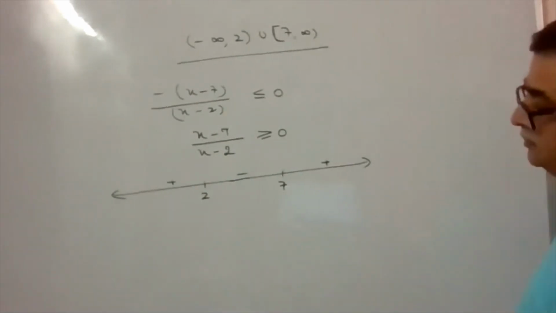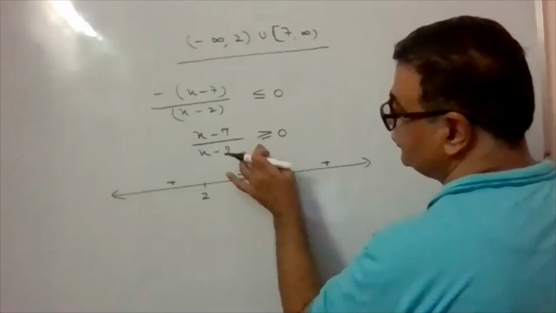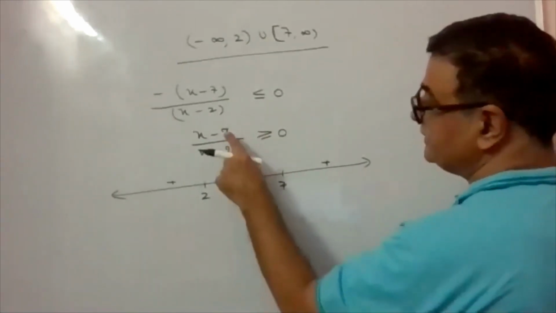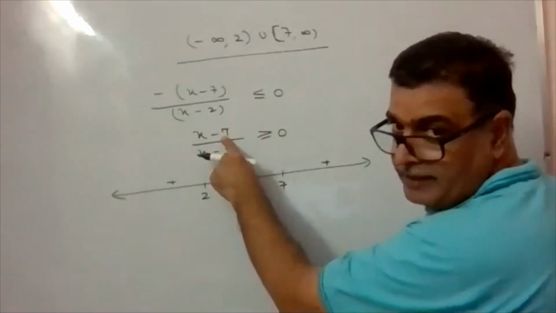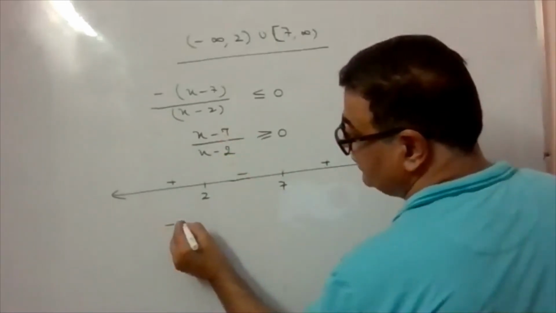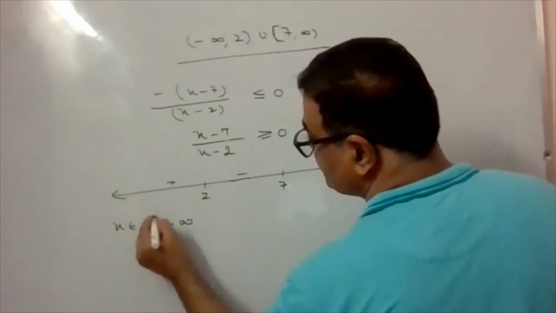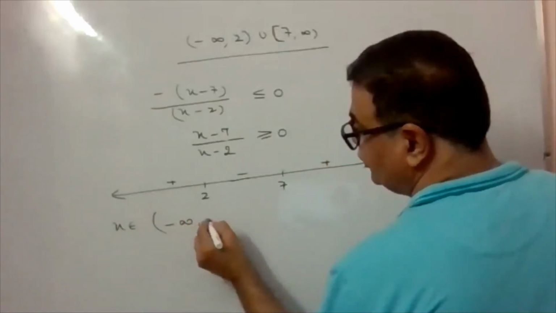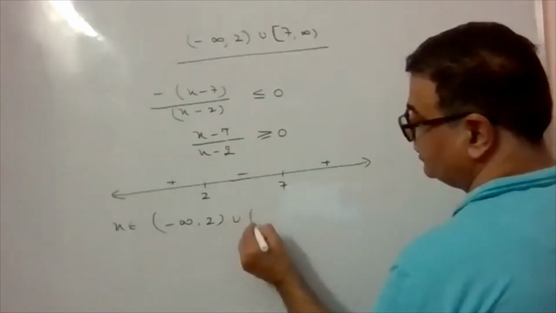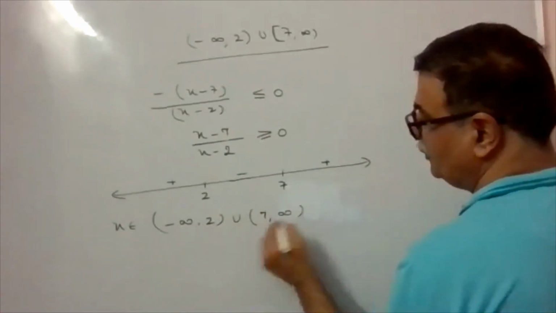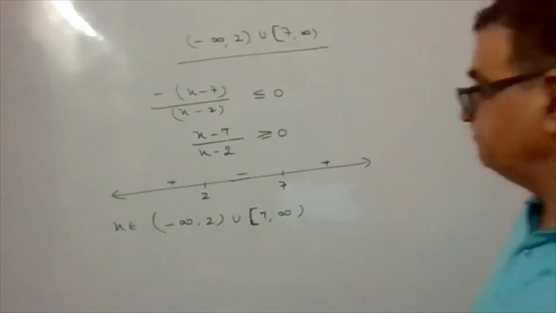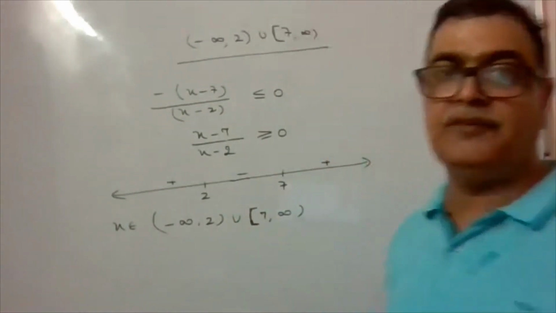Now, we want this to be positive. What can be 0? 7 can be 0. 7 can make this 0, but you can't take the denominator 0. So the answer is: x belongs to minus infinity to 2, then union 7 to infinity, 7 will be closed. This way you will have your answer.